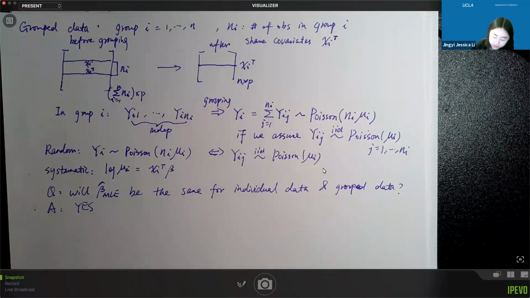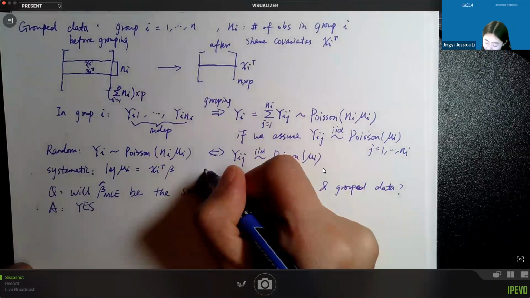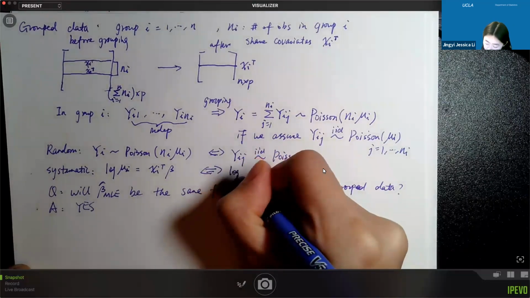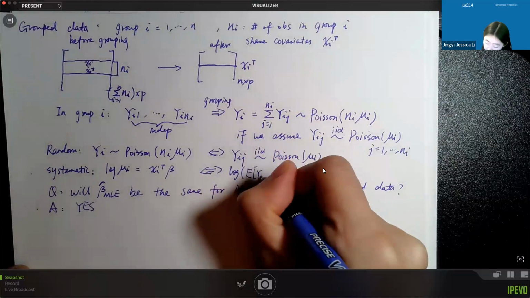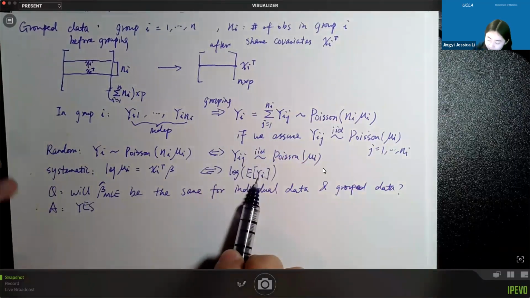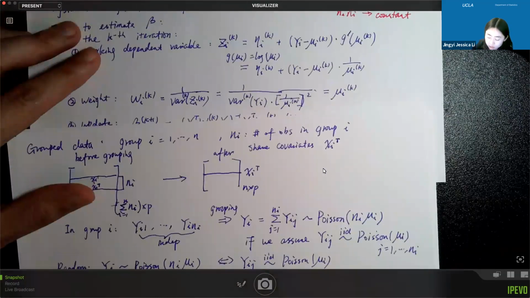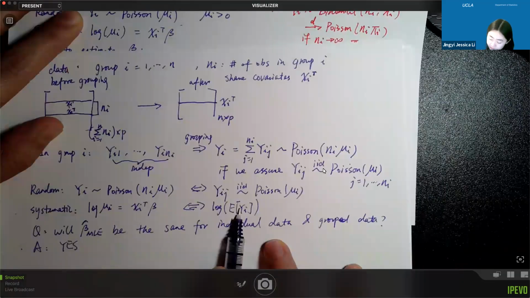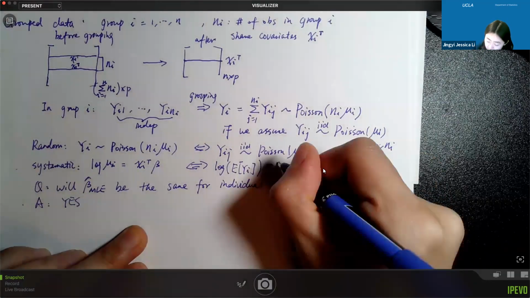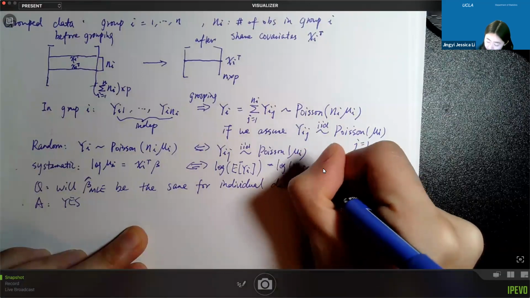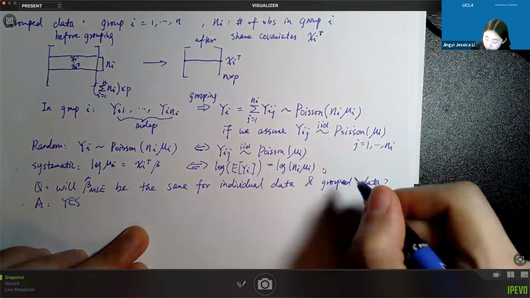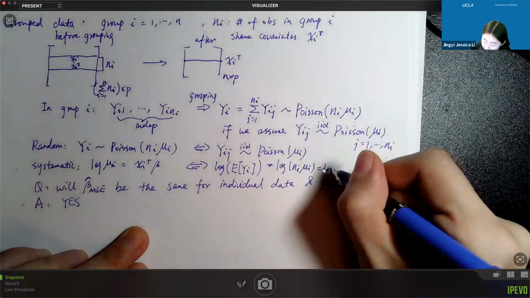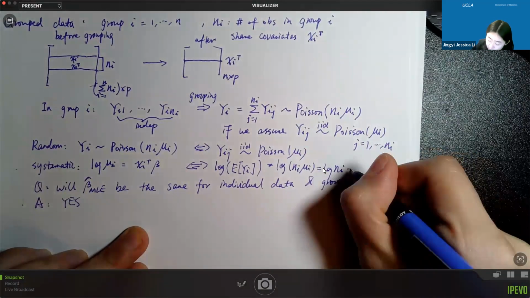So for this systematic structure, although this is consistent with individual data, another way to write it is as the log of the expectation of y_i, because this is the mean of y_i, and our systematic structure is always about the mean of y_i. But here the mean is no longer mu_i. It's actually n_i mu_i, so we have a log n_i out here plus the log mu_i.